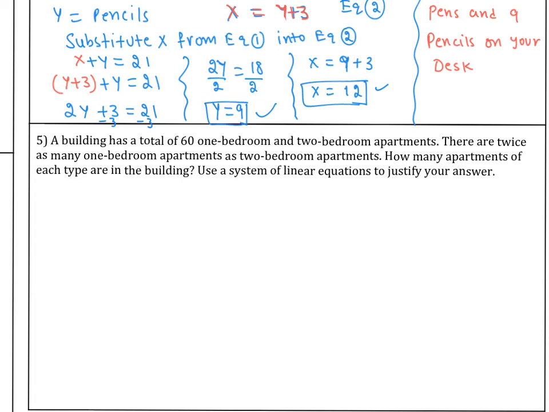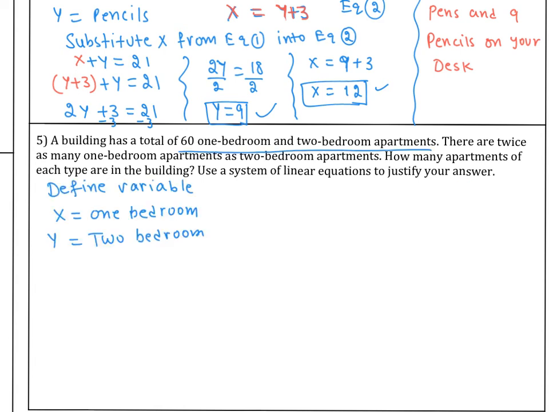Next is number 5. A building has a total of 60 one-bedroom and two-bedroom apartments. There are twice as many 1-bedroom apartments as 2-bedroom apartments. How many apartments of each type are in the building? Use a system of linear equations to justify your answer. So the first thing we want to do is define variables. So x I'm going to use to define 1-bedroom apartments, and y I'm going to use for 2-bedroom apartments. The total number of apartments in the building is 60. So you're going to write down x plus y equals 60.